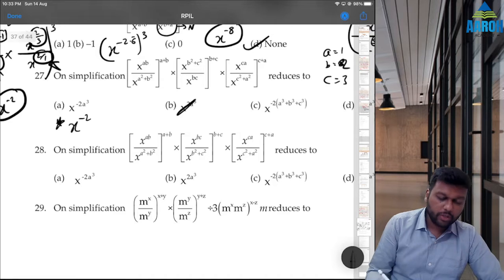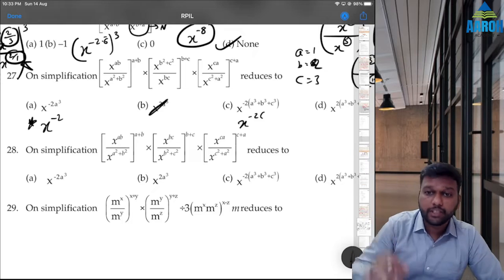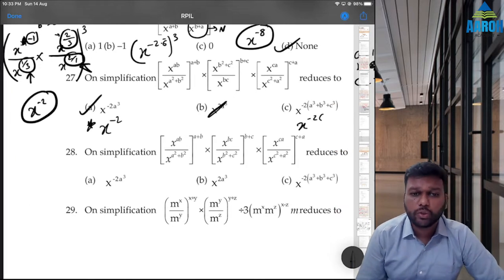So this is not going to be the answer. It will be x raised to 2. This is obviously not going to be the answer, because it will be minus 2 into a cube plus b cube plus c cube. That is a large number. This is also a large number. So x raised to minus 2 is only option A. That's it.